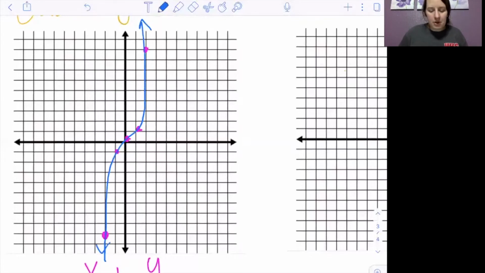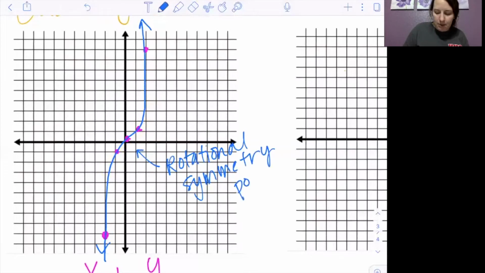Okay, so if you notice down here, it looks like it's frowning, it's pointed down. Up here, it's more pointed up. So we call that concave down, concave up. And this point right here is what we call our rotational symmetry point. Meaning if I were to put my finger there and spin the graph, it would land on itself before it got back all the way around.